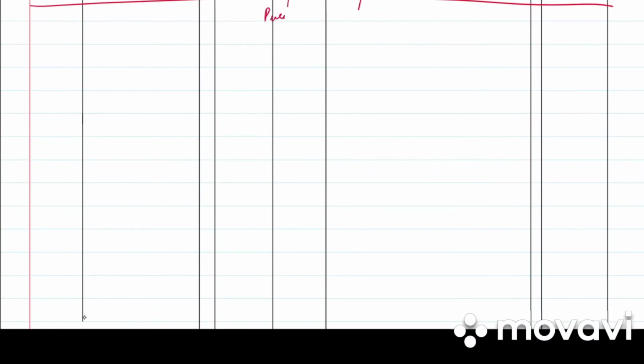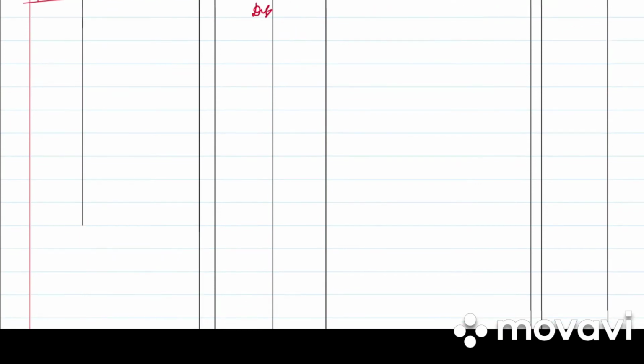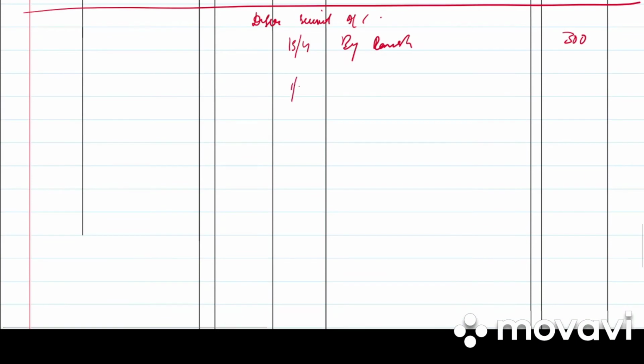Then we have purchase return account. On the credit side, 14th April, by Ramesh account 1,000. Discount received account. 15th April, on credit side, by Ramesh account 300. So on 1st May it is by balance brought down 300.